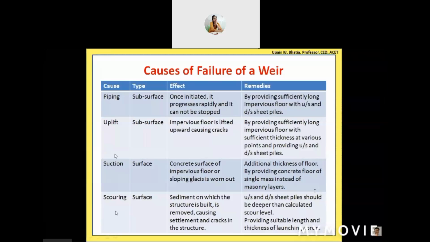Out of these four, the first two, piping and uplift, are caused by the subsurface flow. The water which is flowing through the pore structure of the soil or under the bed, that means inside the bed soil of the river, that flow is causing the failure. Uplift we have discussed in detail as of now. Piping also is something that happens in the interior of the bed only. To prevent this piping, we provide the inverted filter also.